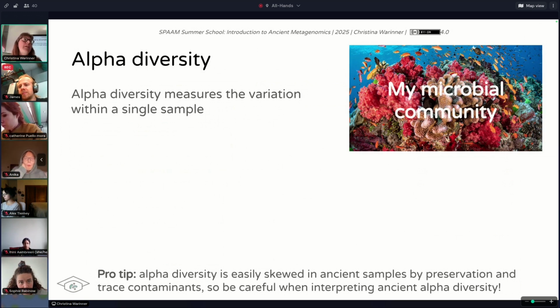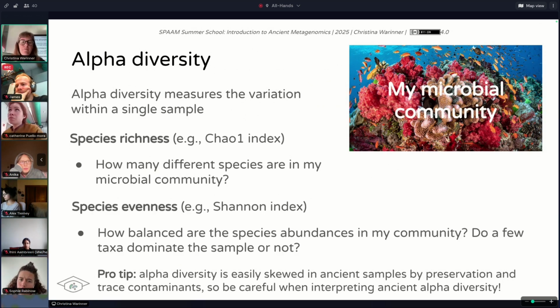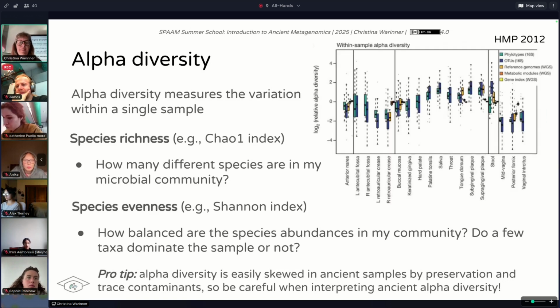So you have to be very careful if you're going to analyze the alpha diversity of a sample. Usually when people look at alpha diversity, they look at species richness using an approach like, for example, the Chao1 index. And this basically answers the question of how many different species are in my microbial community. People also frequently look at species evenness using something like the Shannon index. And this really addresses the question of how balanced are the species in my community? Do a few taxa dominate a sample, or is it more evenly spread across many taxa?